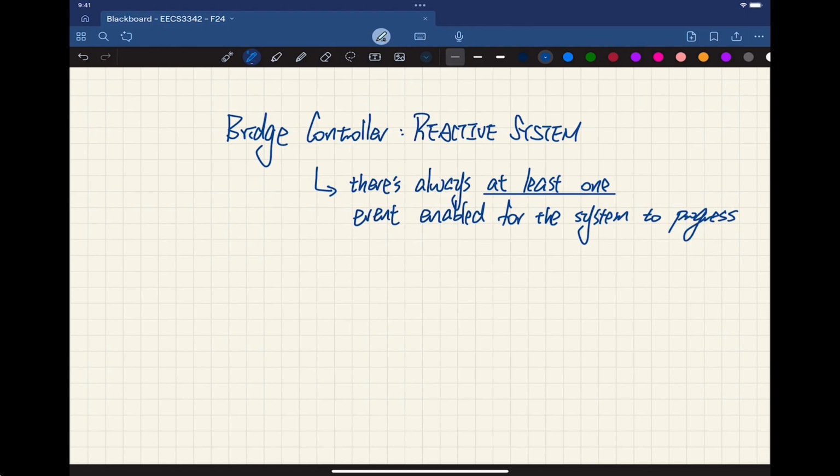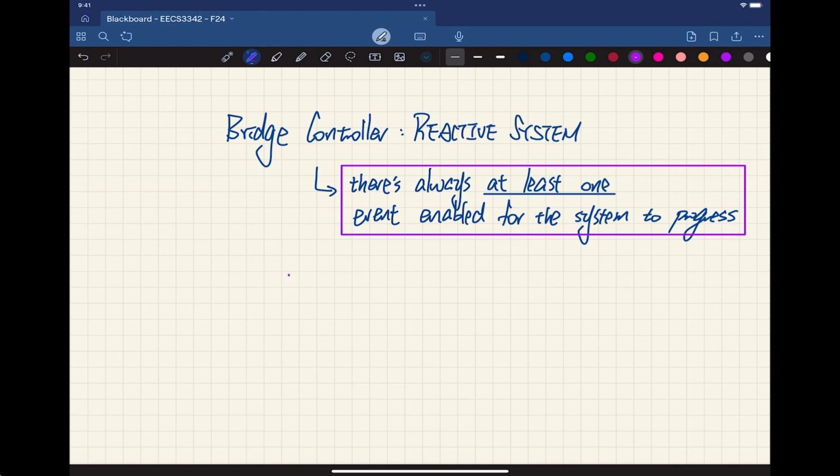This is a very important conceptual idea for you to remember. Okay? So what would be unacceptable? Based on this, we can now define what is unacceptable for a reactive system. What's really unacceptable for a reactive system would be if we run into deadlock.